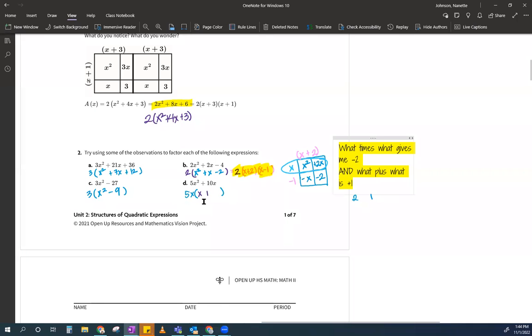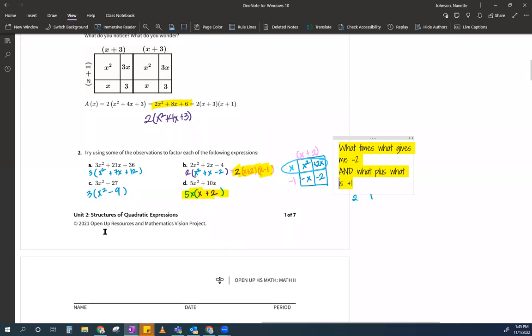Perfect. And then here, I know that I'm done because that's an x and I can't break x up into any more parts. And I took out the greatest common factor. So this is done. Highlighted means I'm completely done, Miss Johnson. Okay, done.